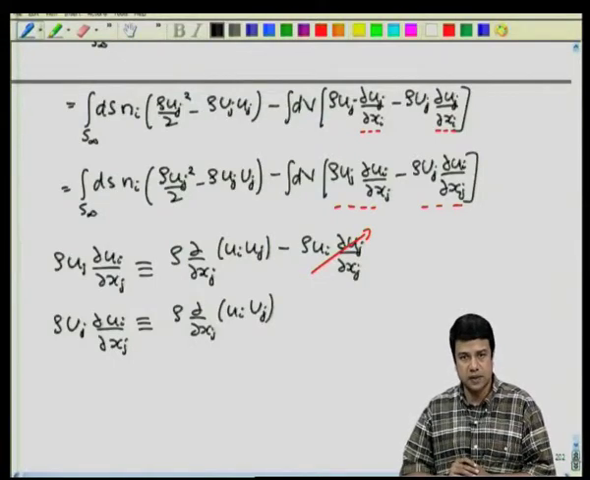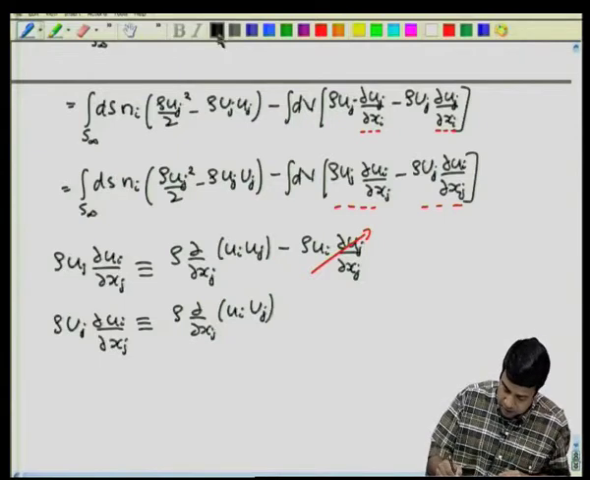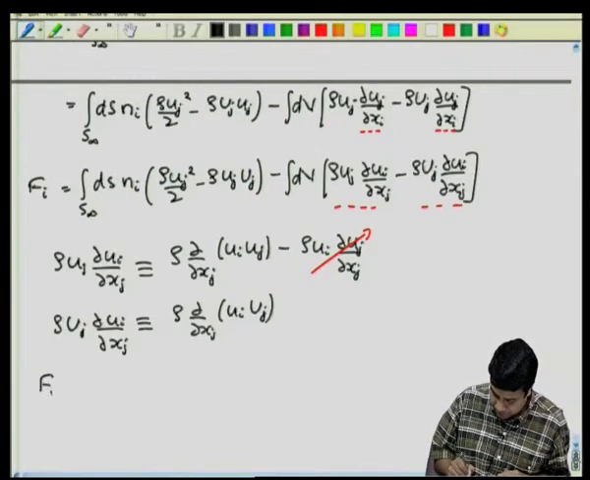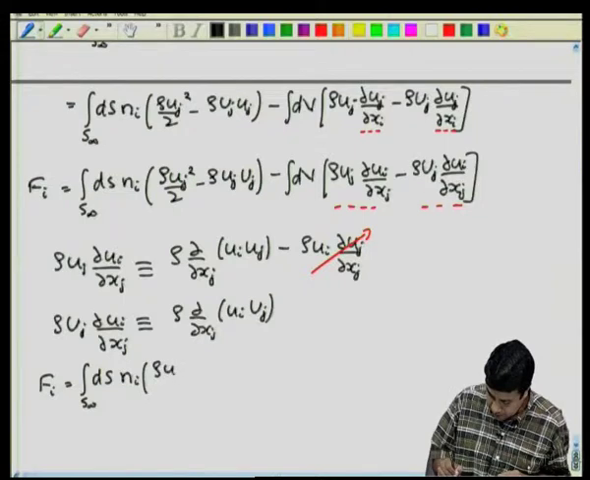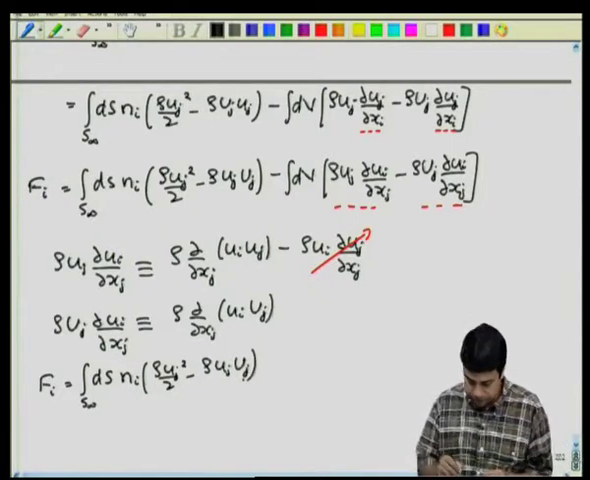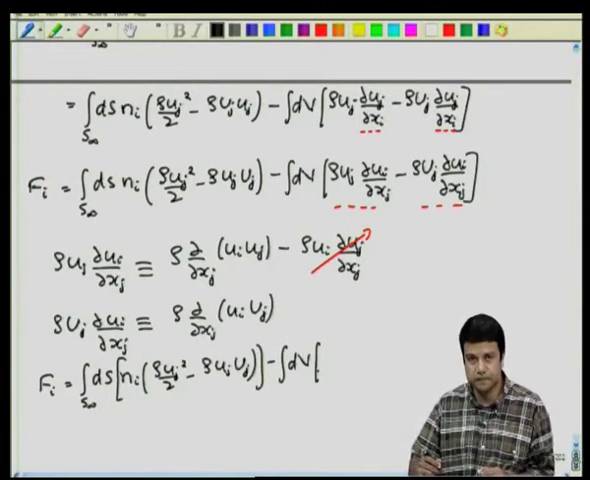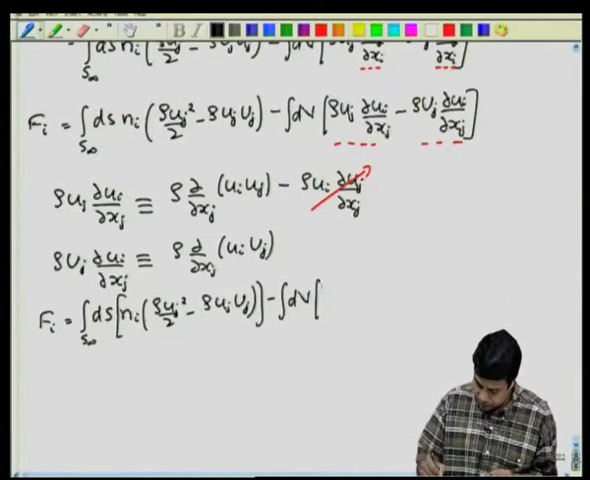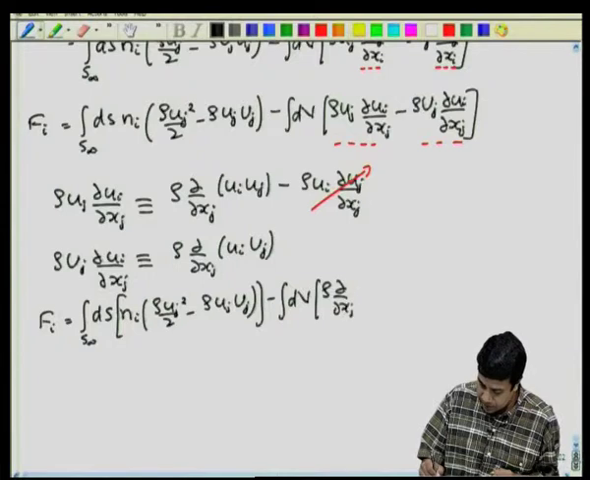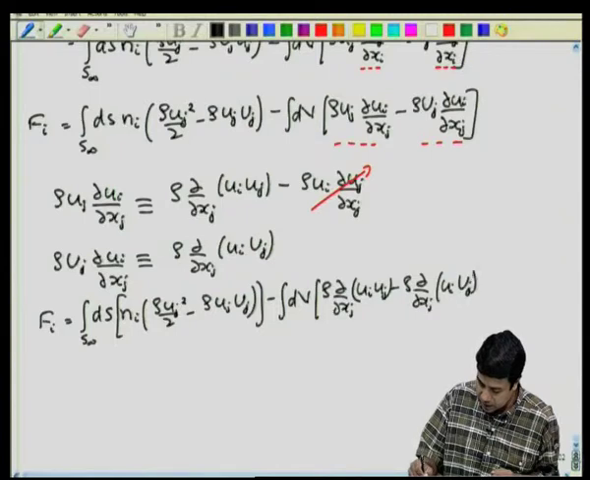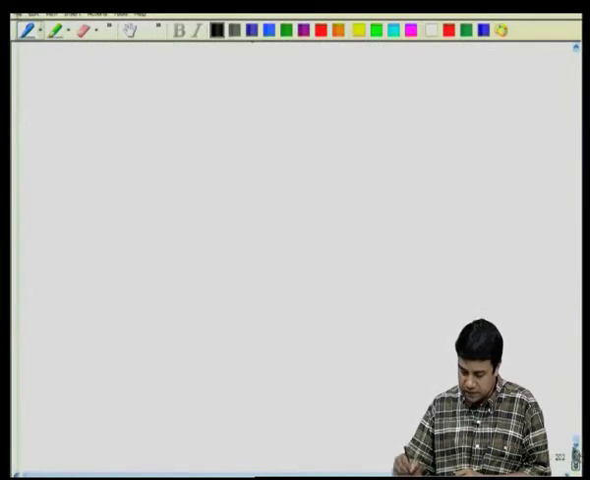So, substituting these simplifications in, I will get the force Fi is equal to integral over S infinity ds ni into rho uj square by 2 minus rho uj capital Uj, minus integral dv of rho partial by partial xj of ui uj minus rho partial by partial xj of ui times capital Uj. So, that is a simplification for this case.